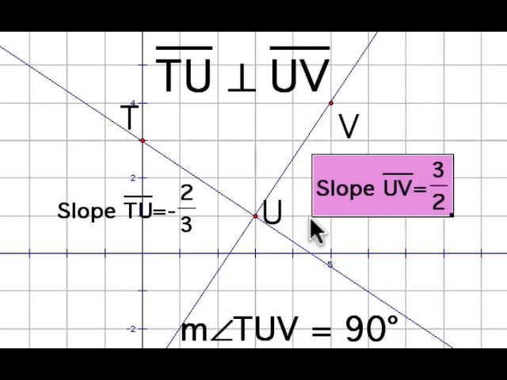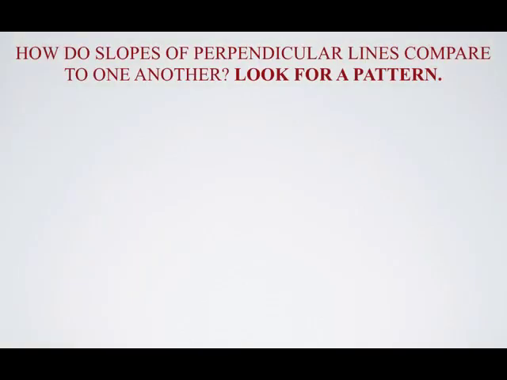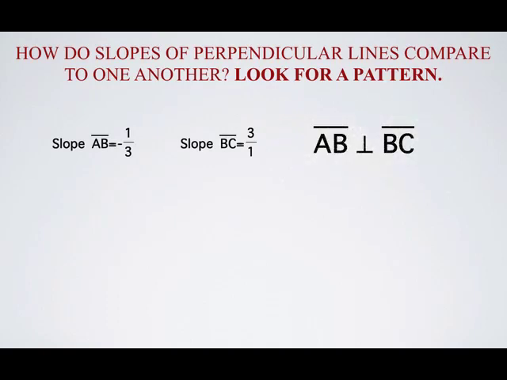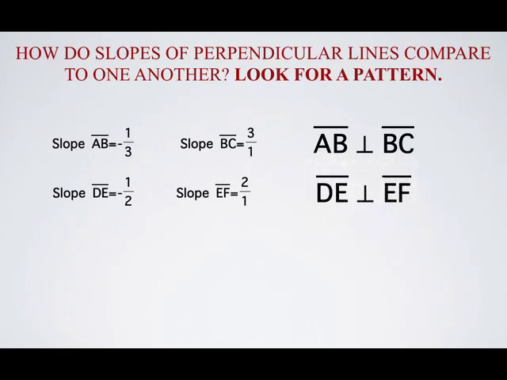So now we're going to take a look at the slopes of perpendicular lines and see if there's a pattern. How do slopes of perpendicular lines compare to one another? Let's look for a pattern in the following slopes. The slope of AB is negative 1/3, and the slope of BC is 3 over 1. These lines are perpendicular. Segment AB is perpendicular to segment BC. The slope of DE is negative 1/2, and the slope of EF is 2 over 1. These lines are perpendicular. DE is perpendicular to EF.